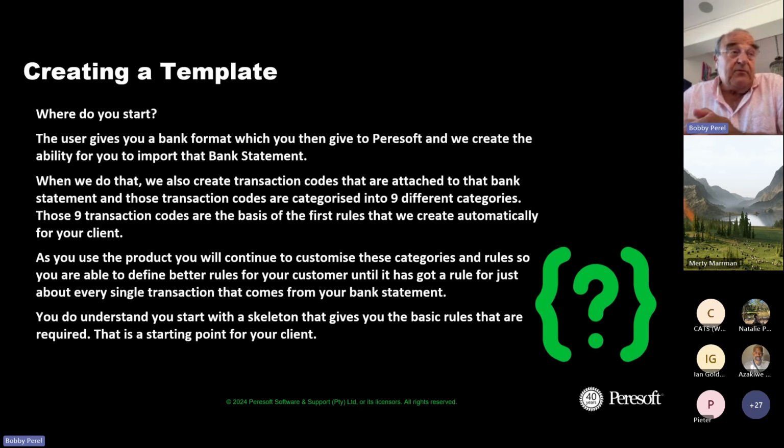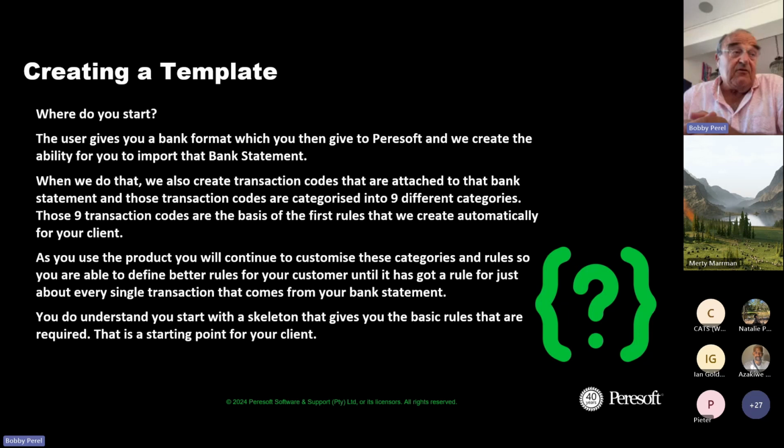As you use the product, you will continue to customize these categories and rules. So you're able to define better rules for your customer until it has got a rule for just about every single transaction that comes from your bank statement. So you keep building on the rules we give you, keep adding, and eventually after a month or 2 or 3, you have defined just about every single transaction with every single rule available.